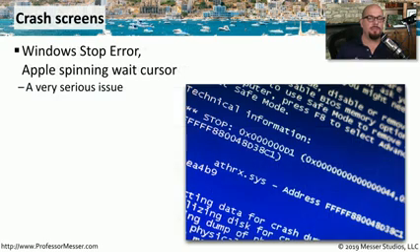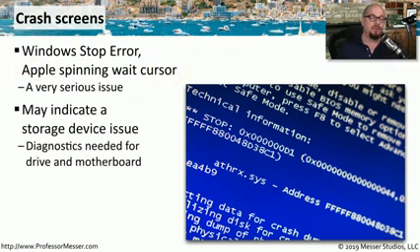An error that can sometimes indicate a problem with a hard drive is a Windows stop error, which is the blue screen of death, or the Apple spinning wait cursor. If these errors indicate that there is a storage device problem, then we want to be sure we have a good backup and perform some hard drive diagnostics on those storage devices.